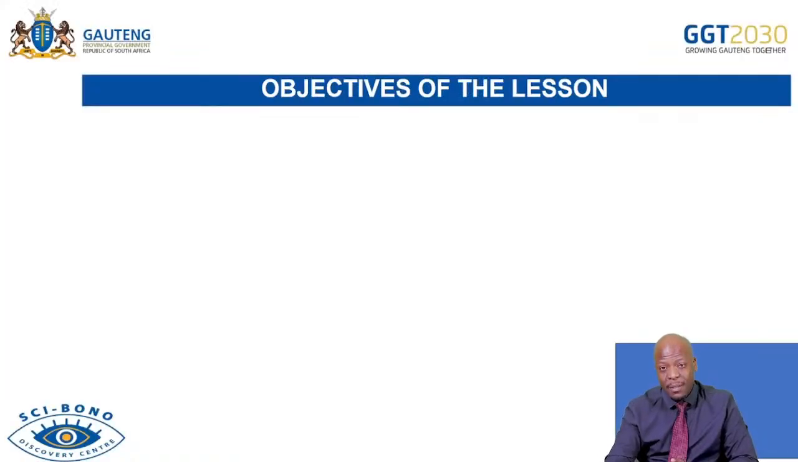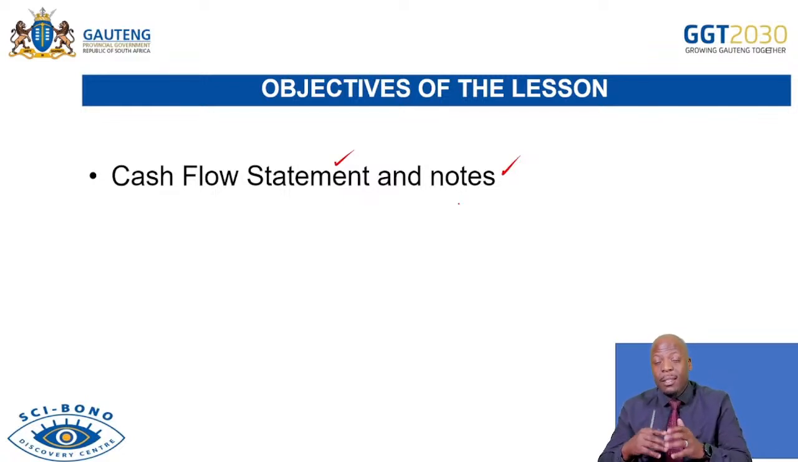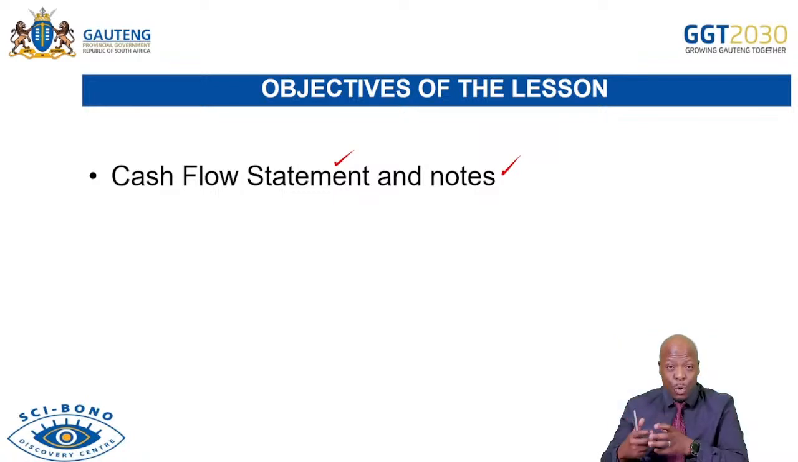Here are my objectives in today's class. We're going to do the cash flow statement and notes. You will find that there are several notes that we did when we prepared the statement of comprehensive income as well as the statement of financial position. Some of those notes will affect our cash flow statement. But there's a new note that I'm going to introduce you to today, a new note that relates to your cash flow statement.